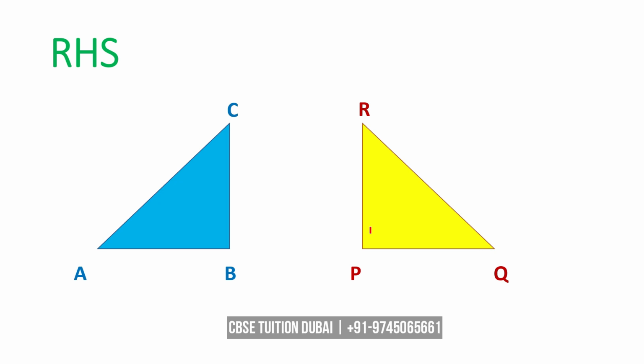Now let's check the last one, which is the RHS criteria. In this, there will be a 90 degree angle. Here angle B and angle P are 90 degrees, their hypotenuses are equal, which means AC equals RQ, and their altitudes are equal, which means CB equals RP. So these three parts are equal to each other, and we can say that they are congruent. If they are congruent, their corresponding parts will be equal, which means angle A and angle Q are equal, side AB and side PQ are equal, and angle C and angle R are equal.